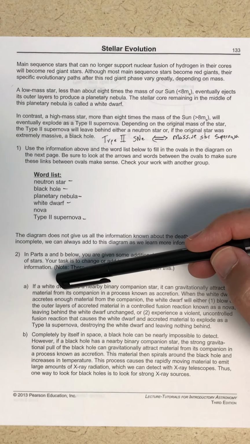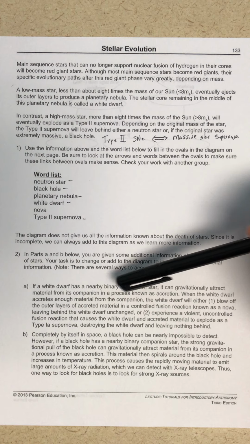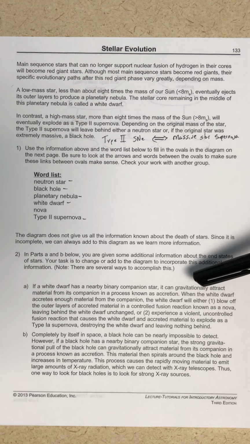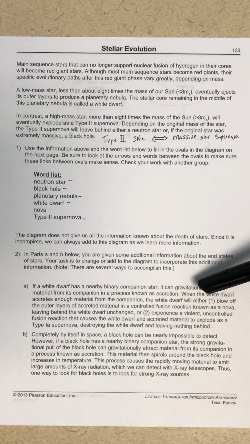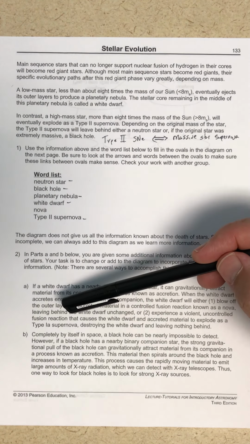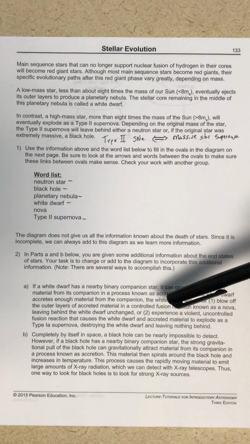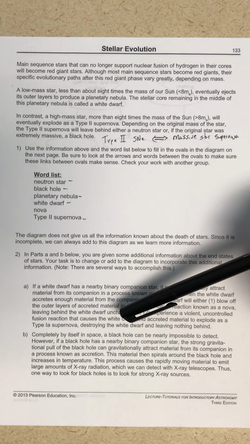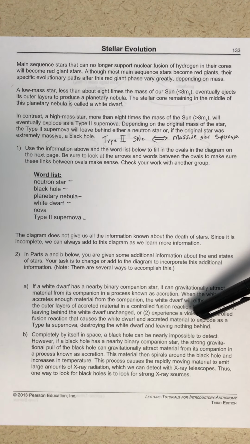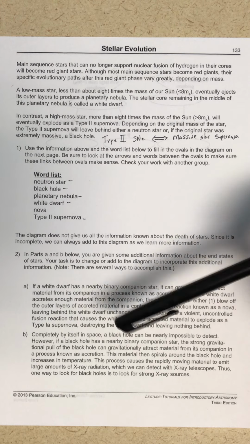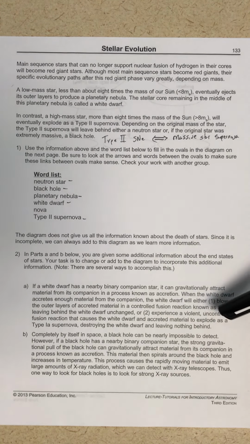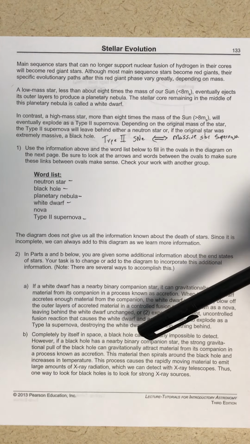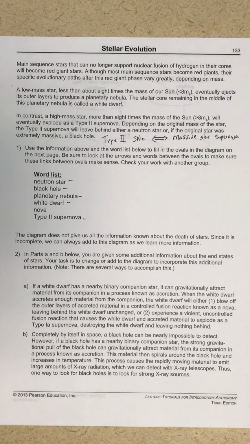Alright, so if a white dwarf has a nearby binary companion star, it can gravitationally attract material from its companion in a process known as accretion. When the white dwarf accretes enough material from the companion, the white dwarf will either 1. Blow off the outer layers of accreted material in a controlled fusion reaction known as a nova, leaving behind the white dwarf unchanged, or 2. Experience a violent, uncontrolled fusion reaction that causes the white dwarf and accreted material to explode as a type 1a supernova, destroying the white dwarf and leaving nothing behind.